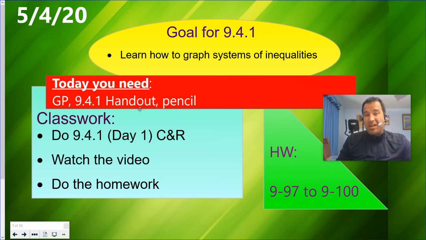Okay, so if possible, please pause the video now, print out the handout, and then have that handout ready to go with you before we start the video, because it just makes things easier. Okay. If not, get some graph paper and we'll go from there. Your homework is 97 to 100.